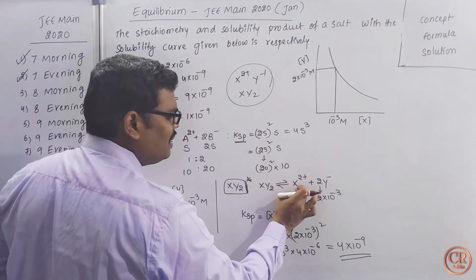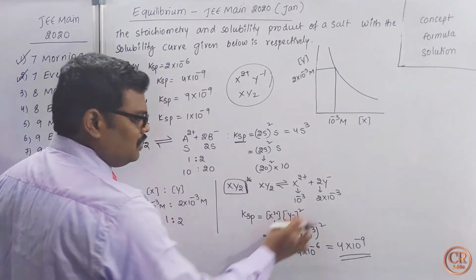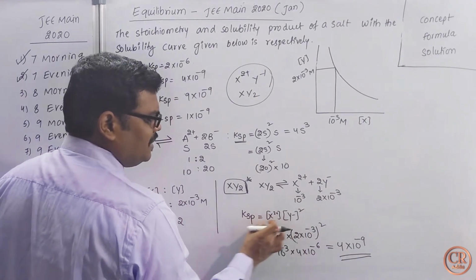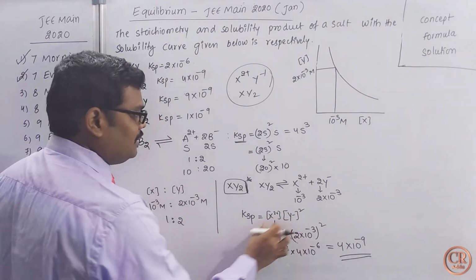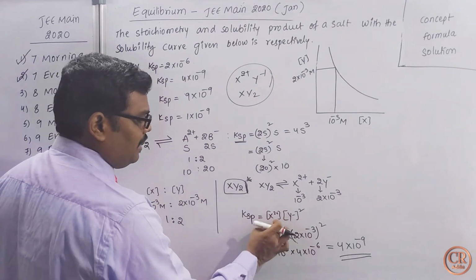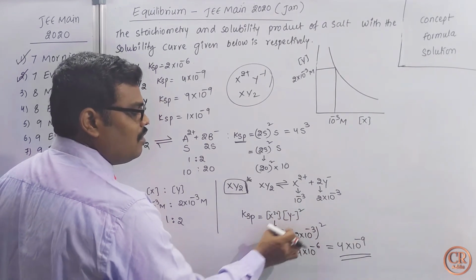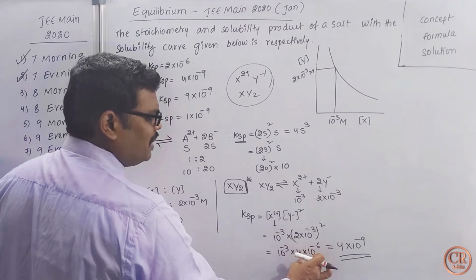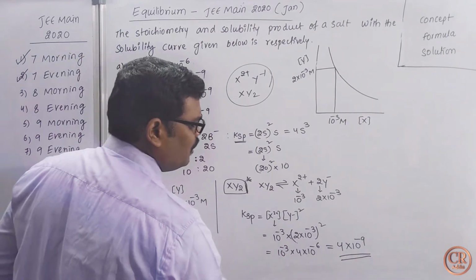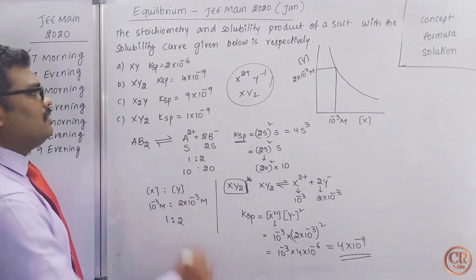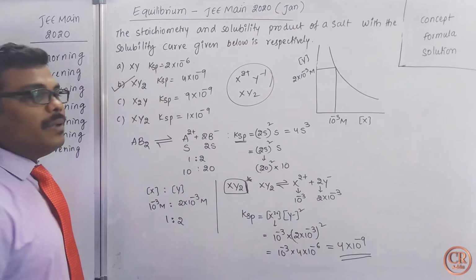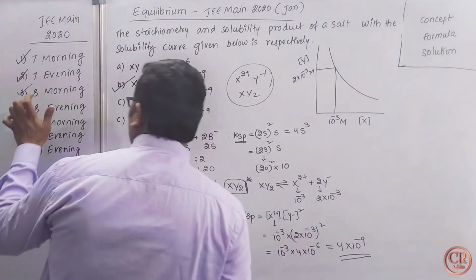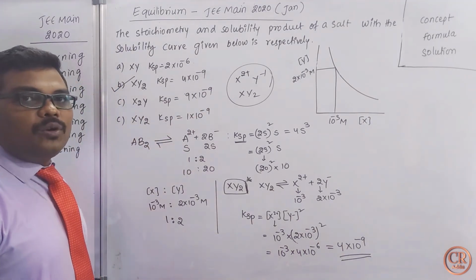When it dissociates, it gives X ion and Y ion. So if you take the concentration ratio 1:2, we got the same. To get the Ksp, we just need to multiply both. So the Ksp expression will be like this. The X ion concentration is 10 power minus 3, the Y ion concentration is 2 into 10 power minus 3. Now this square value is 4 into 10 power minus 6, into 10 power minus 3, is equal to 4 into 10 power minus 9. Then what is the correct answer here? The correct answer is B. This question was asked on 8th morning shift. Then we move to the next question.